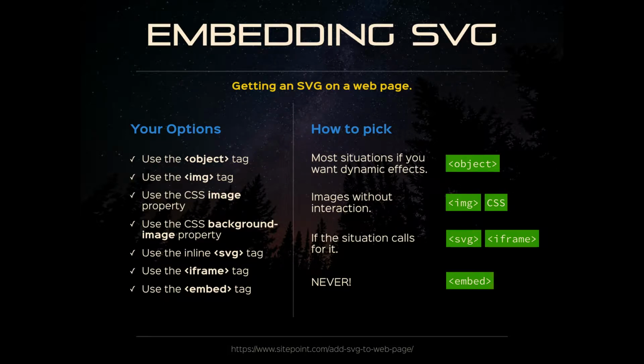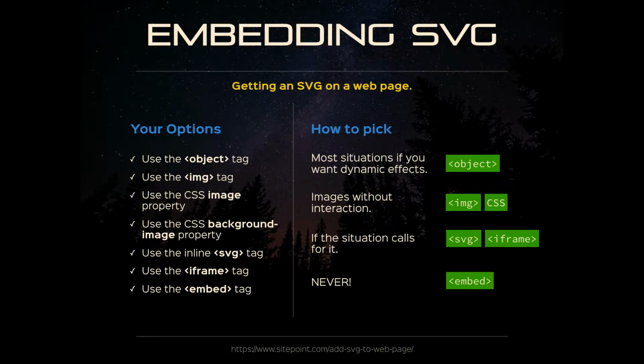In most situations, if you want dynamic effects, so if you have an SVG where you want to, say, change the fill colors of some of the elements, or you want to use some JavaScript to animate it, and you're going to have some sort of interactive element, or put some links in it, or something like that, you are going to want to use the object tag.